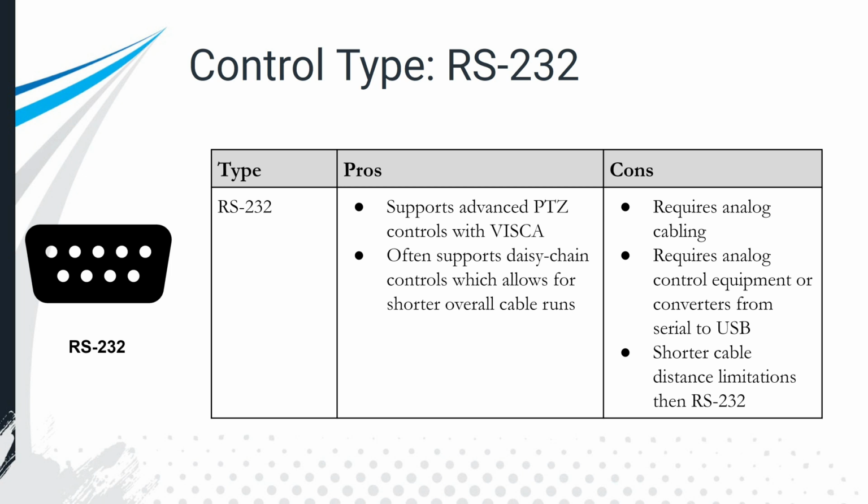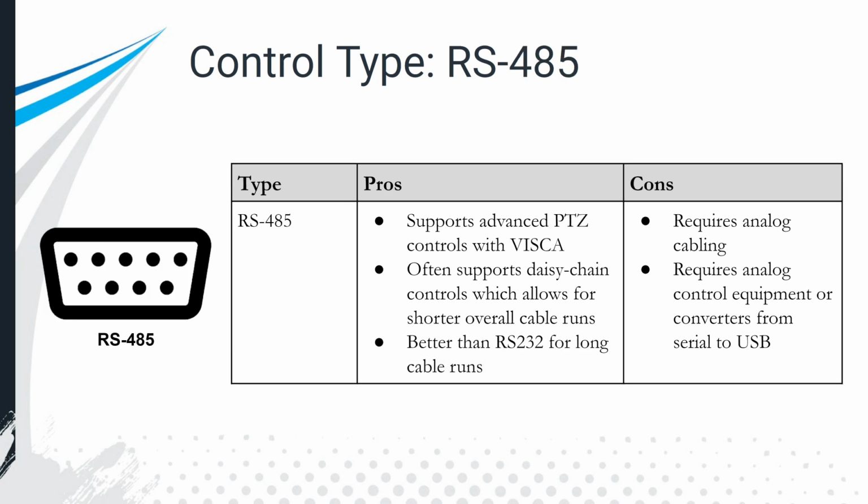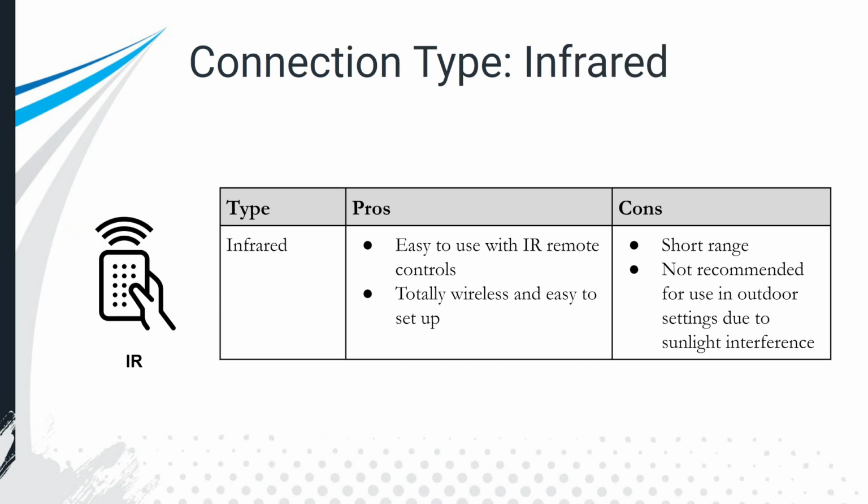One thing you should know is that if you want to use RS-232, you can convert RS-232 from its serial connection to USB and then use that to control cameras with software on your computer. RS-485 is almost exactly the same as RS-232, except it is better for longer cable runs, and it requires different types of cabling and a different pinout.